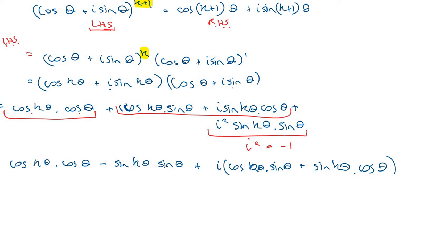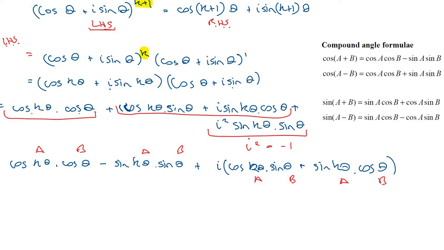Just for simplicity's sake, think of k theta as angle A and theta as angle B, throughout. Now, let's have a look at the compound angle formula in the tables. If you have cos A times cos B minus sin A times sin B, that is a formula we have. That is just equal to cos of (A plus B). So this first part just tidies up to cos (k theta plus theta) using the tables.